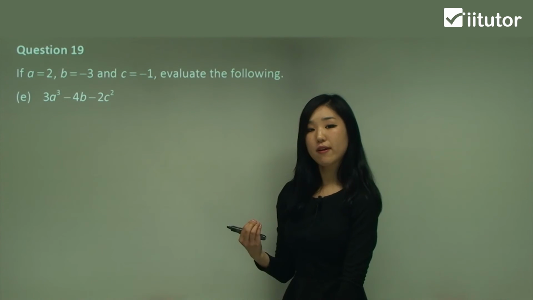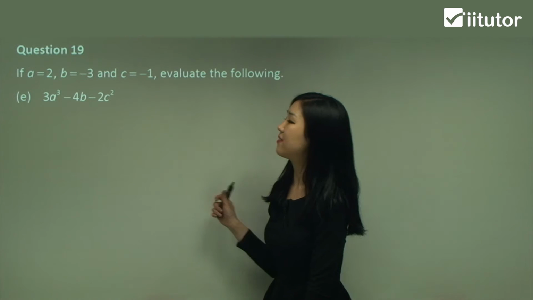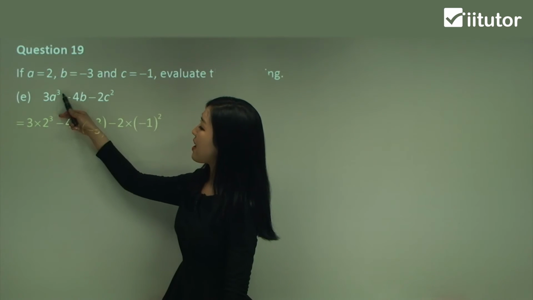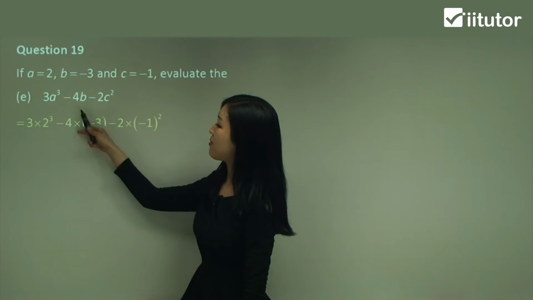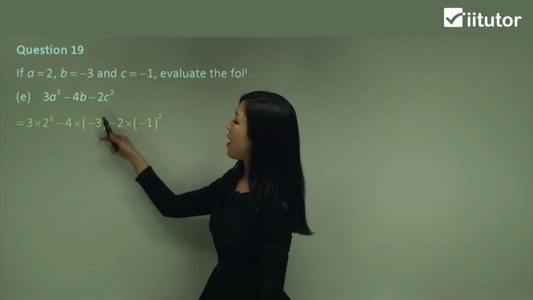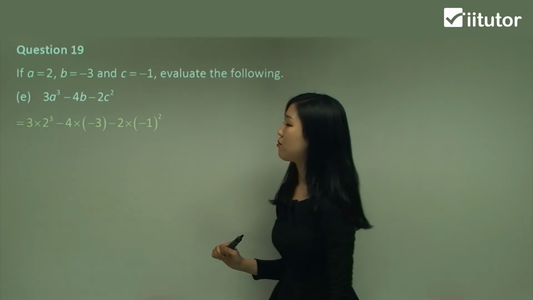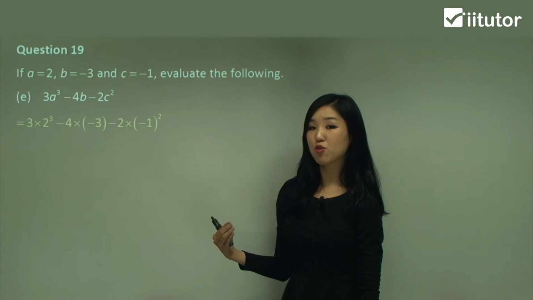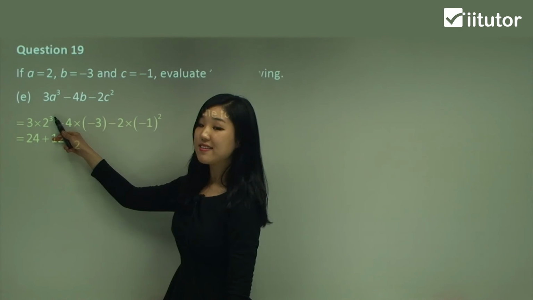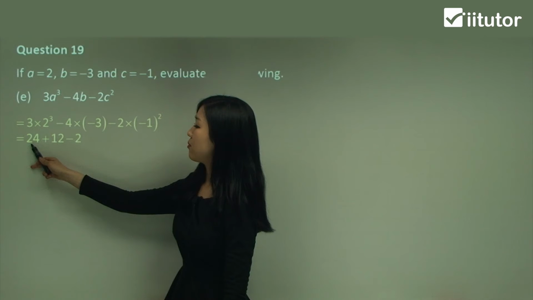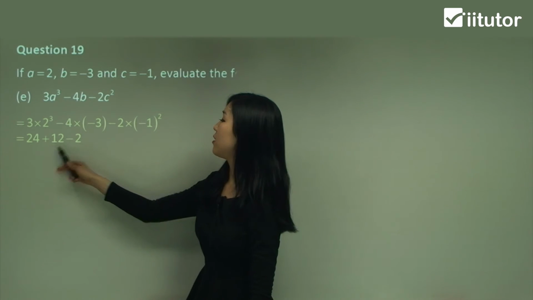E, okay, be very careful guys, because you need to take this step by step to avoid your silly mistakes. So we've got 3 times A squared, so cubed, 2 cubed, minus 4 times B, which is negative 3, and then minus 2 times negative 1 squared, because C is negative 1. On the next step, trying to do a little bit more simplification. 2 cubed is 8, 8 times 3 is 24. Negative 4 times negative 3 is positive 12.